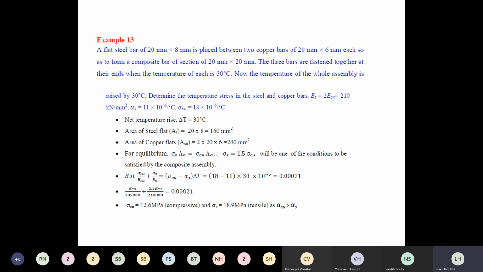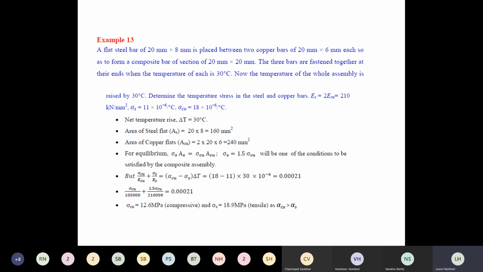So now the entire cross section: steel is 20 mm by 8 and copper is 20 mm by 6. He says the entire cross section is 20 mm by 20 mm. The three bars are fastened together at their ends. All three bars, one steel bar and two copper bars, are fastened together with the help of some bolting arrangement.